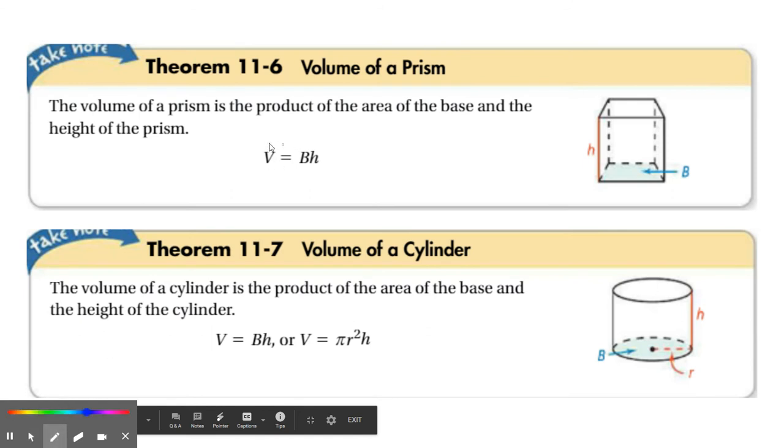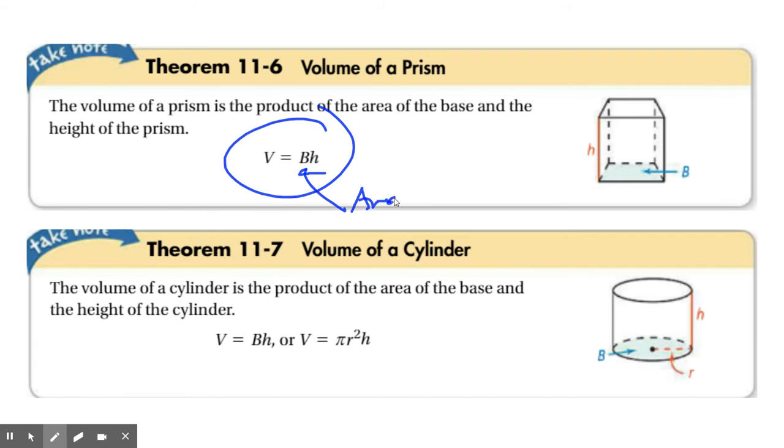When you're trying to find the volume of a prism, you take the area of the base. That capital B is not base. It stands for area of the base. So you need to know what shape this is. You've got to find its area. Once you find its area, that's two of the dimensions. Then you multiply by the height, and that's how you get your three dimensions.